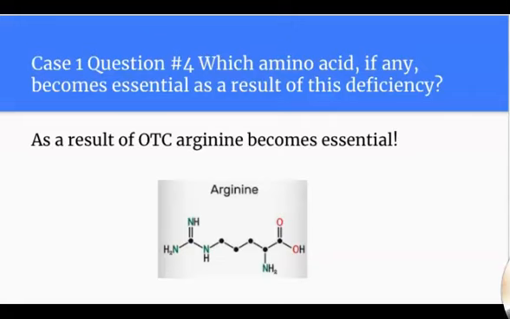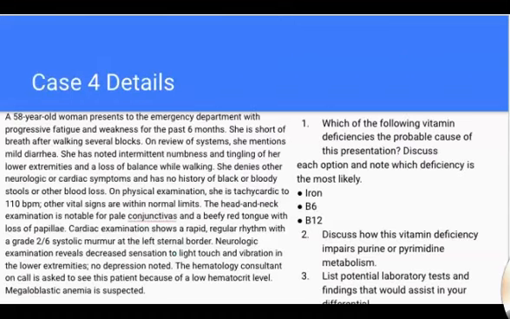case number 4, my second case. This case presents a 50-year-old woman at the emergency department with progressive fatigue and weakness for the past 6 months. She is short of breath after walking several blocks. On review of the system, she mentions mild diarrhea. She has noted intermittent numbness and tingling of her lower extremities and a loss of balance while walking. She denies other neurologic or cardiac symptoms and has no history of black or bloody stools or other blood loss.